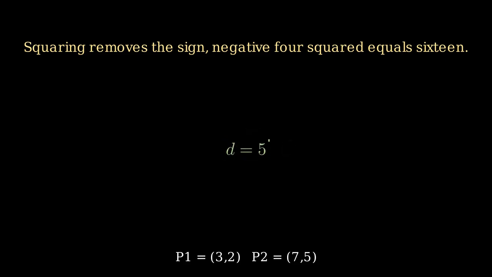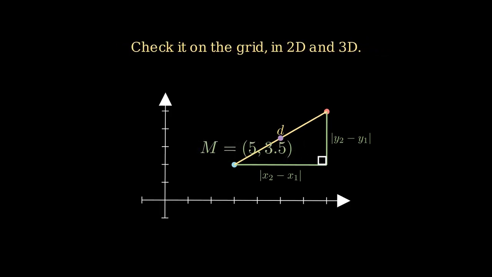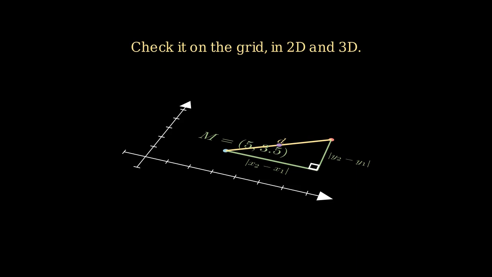Notice there are no sign errors here, since squaring the differences makes both legs positive regardless of which point we subtracted from which. For the midpoint, we compute (3 plus 7) divided by 2, comma, (2 plus 5) divided by 2, which gives us 5, 3.5. You can check on the grid in both the 2D and 3D views that this point sits exactly halfway along the segment, confirming our similar triangles argument.